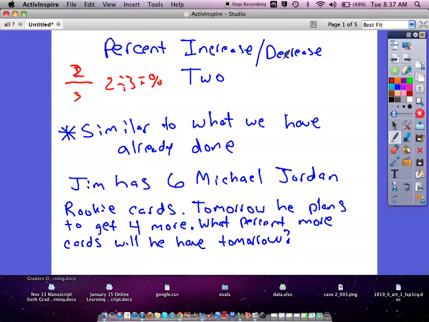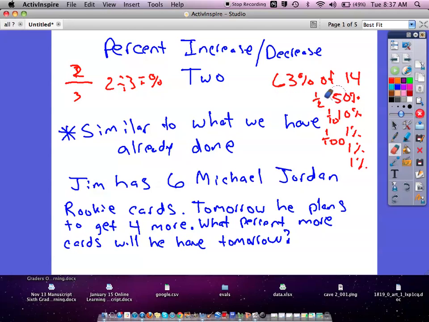The other thing was when we've had like 63% of 14, and you had to figure out separately, well, I could do 50%, which would be 1/2. I could do a 10%, which would be 1/10, and I could do 3 1%, which would be 1/100th for all of those, and then figure out what it would be for 14. Those are the two things we've done. This is what we did for the last percent increase decrease because we were trying to find an actual number here. That's really the difference if you haven't caught on to this.